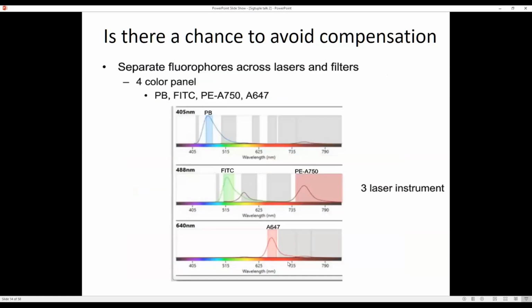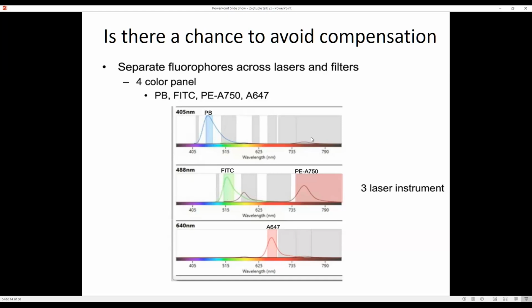The other way is, like Dr. Rasha said, though there is an emission spectral overlap between PB and FITC, which is Pacific blue and FITC. Pacific blue is excited by the violet laser, whereas FITC is excited by the blue laser. So with the help of laser delay, we can eliminate the spillover and compensation issues, right? So this is a second way of doing it.